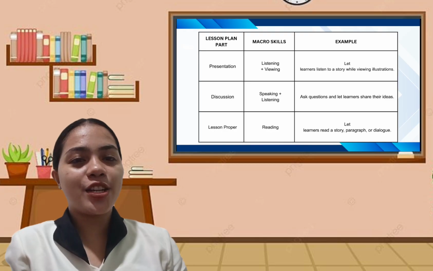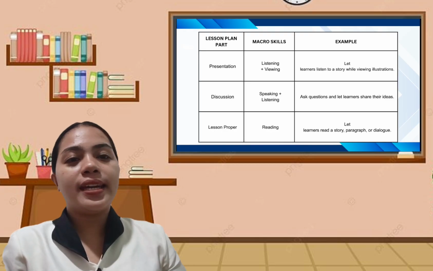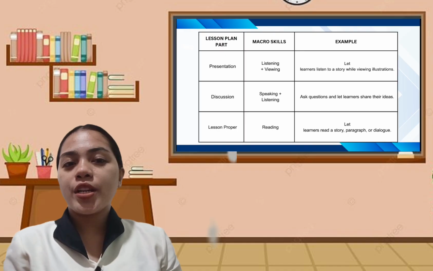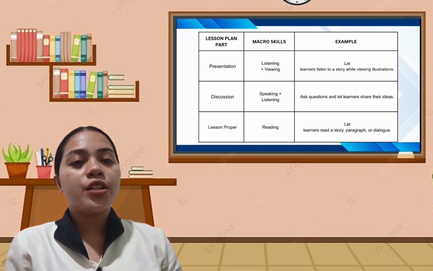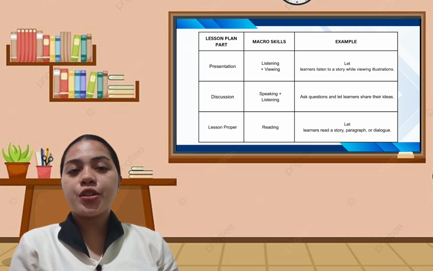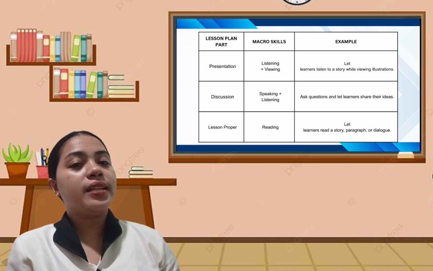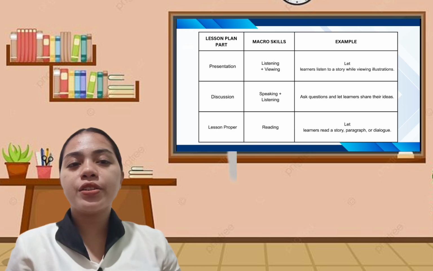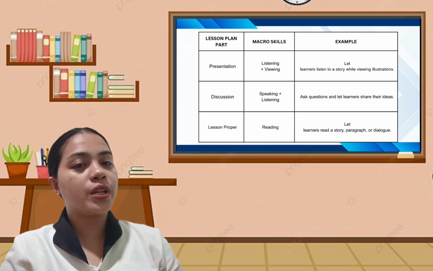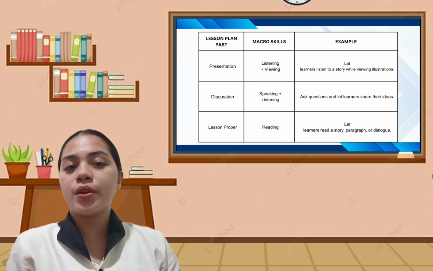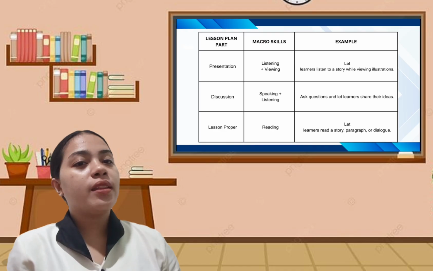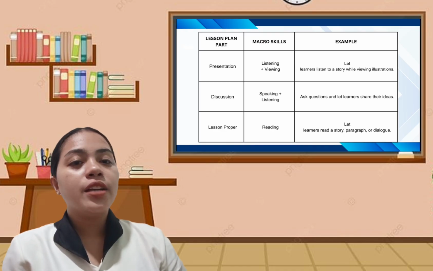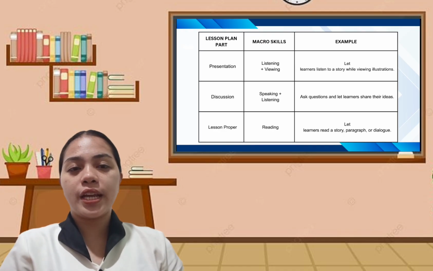Next is discussion, speaking and listening. Ask questions and let learners share their ideas. Discussion naturally uses speaking and listening, just like what I did right now, because learners need to listen to their teacher or classmates before giving their own ideas. It also needs speaking skills to express answers clearly.